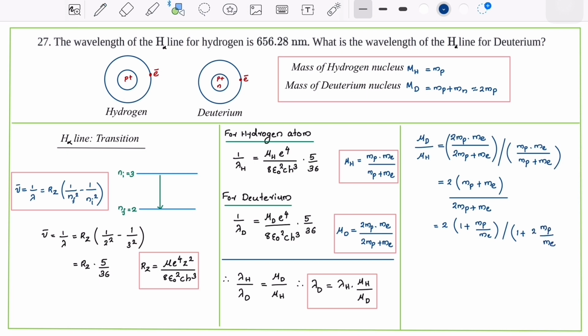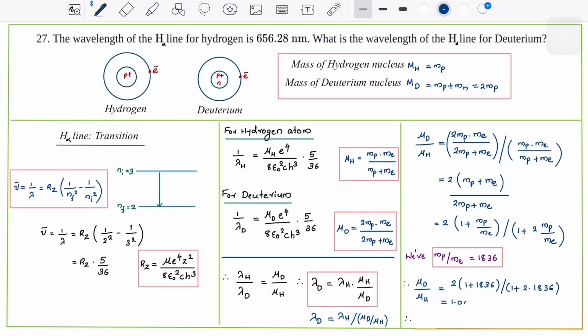And we know that mass of proton divided by mass of electron is equal to 1836. Mass of proton is 1836 times the mass of electron. Now use the relation, you will get μd/μh equal to 2 into (1 plus 1836) divided by (1 plus 2 into 1836), and this is equal to 1.002723.